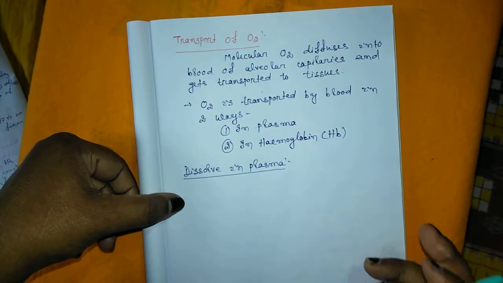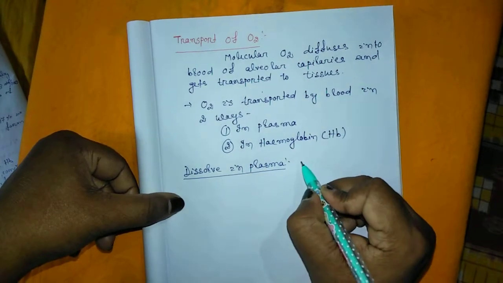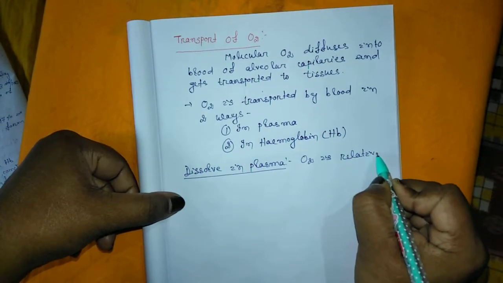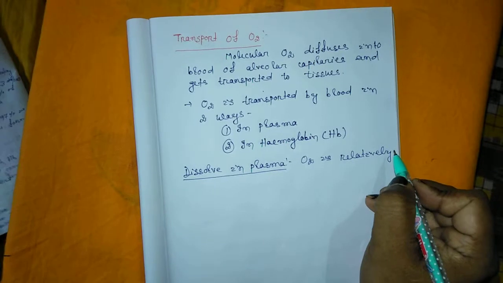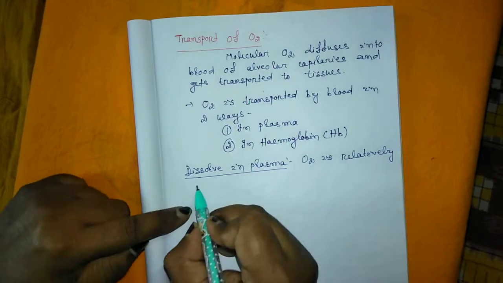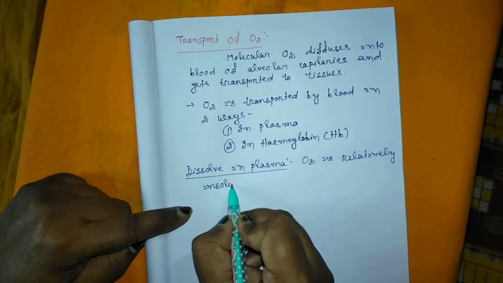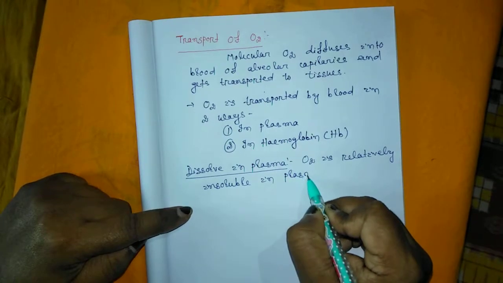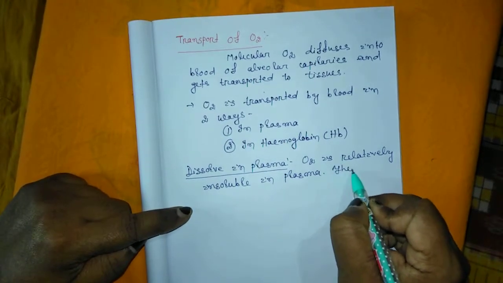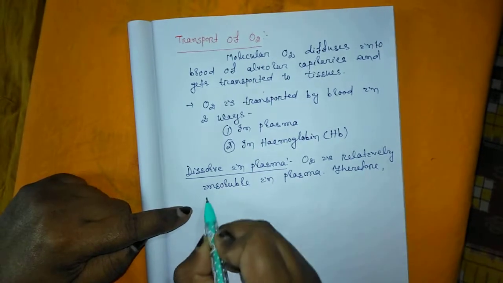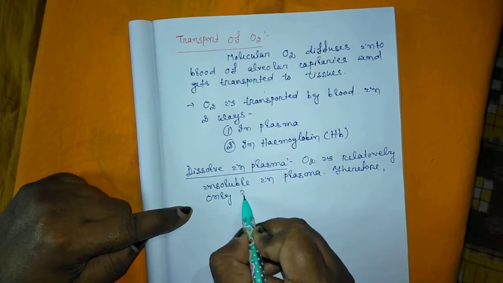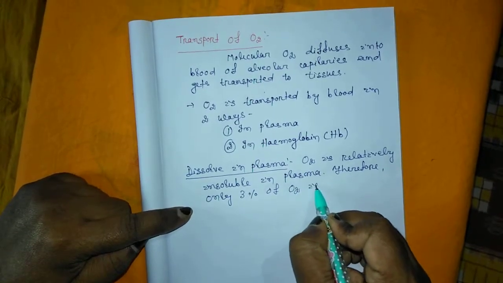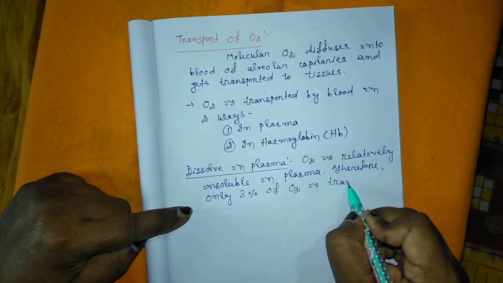Oxygen is relatively insoluble in plasma. Therefore only 3% of oxygen is transported by plasma.